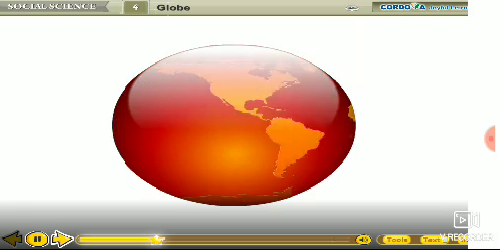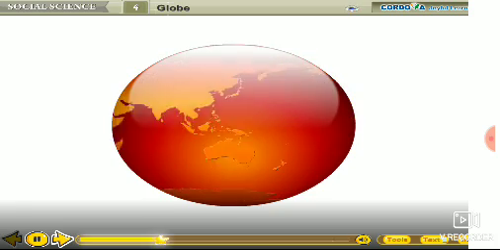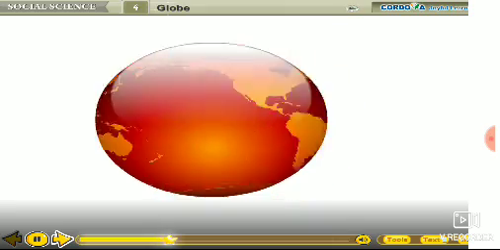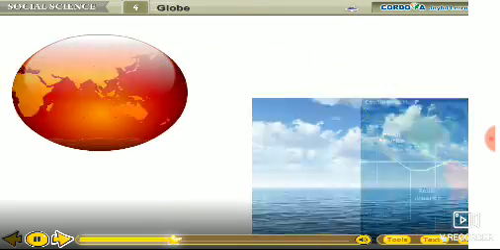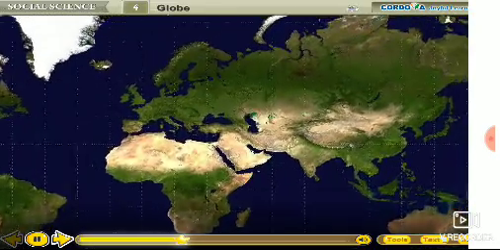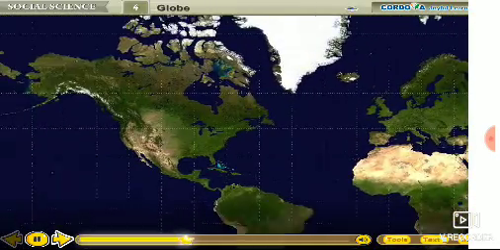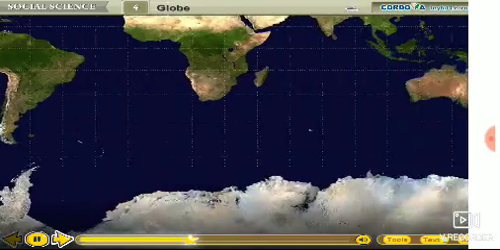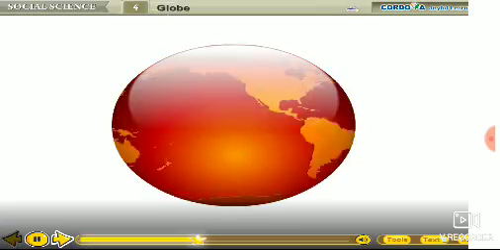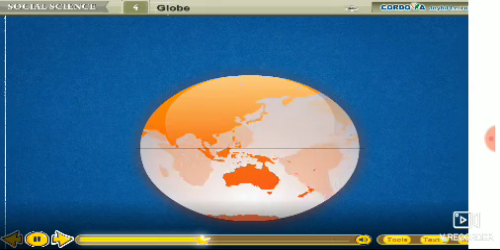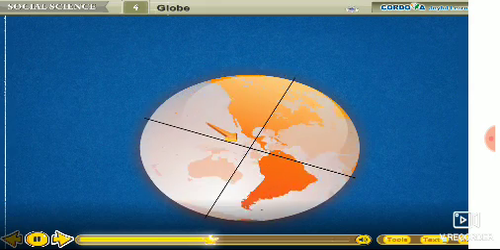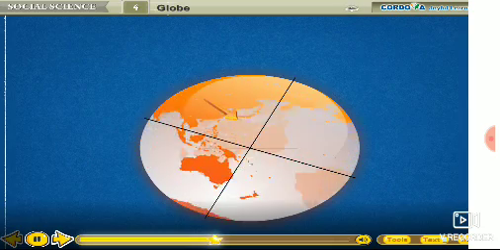The spherical representation of the Earth is called the globe. The globe is a small model of the Earth which represents continents, oceans, countries, etc. It is very easy to locate a place on a flat surface with reference to another place, but it is difficult to locate a place on a globe because of its spherical shape. Thus, to find the location or direction of a place, we need certain points of reference and lines.